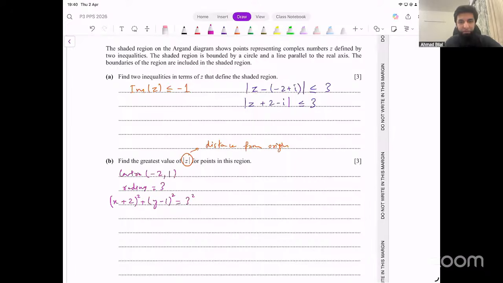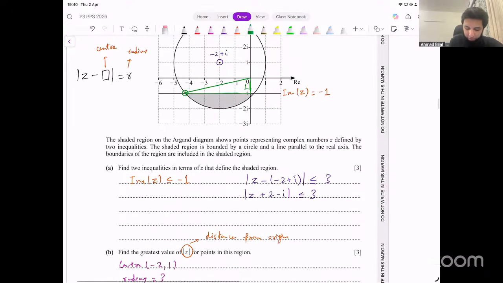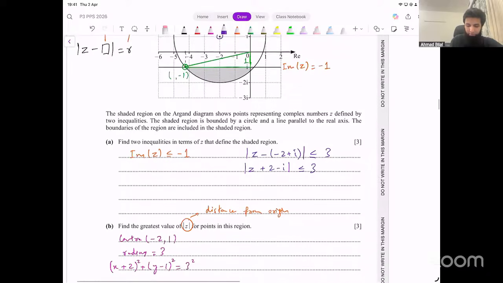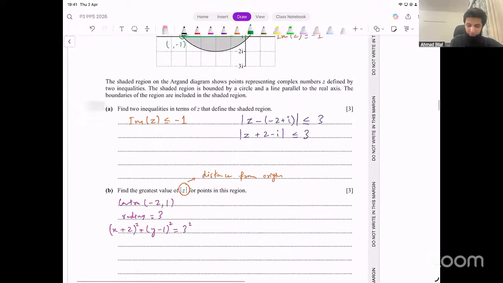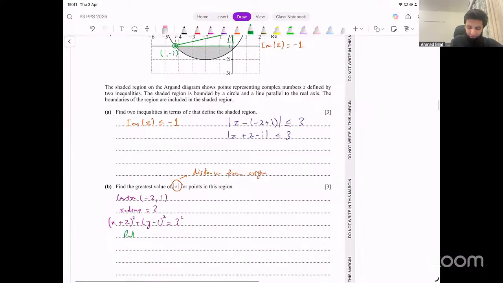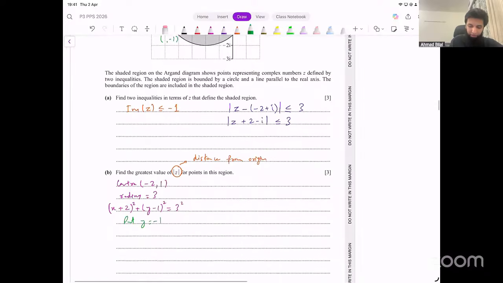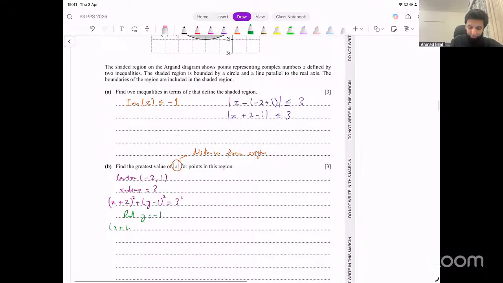Once we have this equation of circle, all we have to do is, we know the y coordinate of this point is -1. Input the y coordinate -1 and that will give you the x coordinate at this point. So the y coordinate is -1. Put y equal to -1 in this. x plus 2 whole squared plus -1 minus 1 whole squared equals 9.